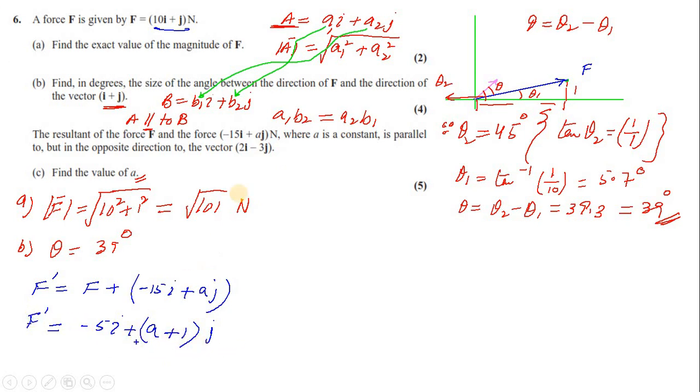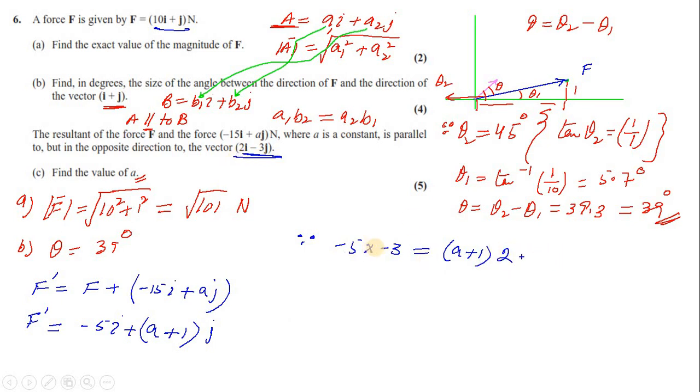And this vector is parallel to 2I minus 3J. That means the coefficient of I of the first vector, minus 5, is multiplied by the coefficient of J of the second vector, minus 3. So minus 5 into minus 3 is equal to the coefficient of J of the first, A plus 1, times the coefficient of I of the second, which is 2.